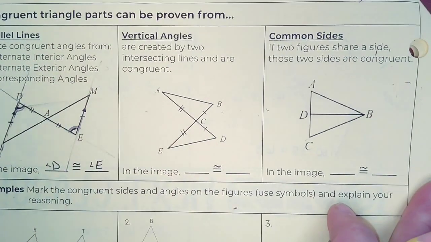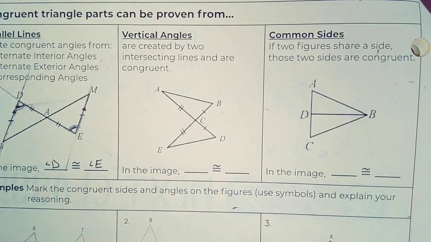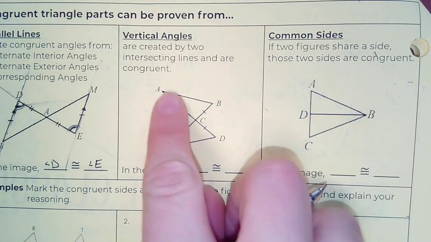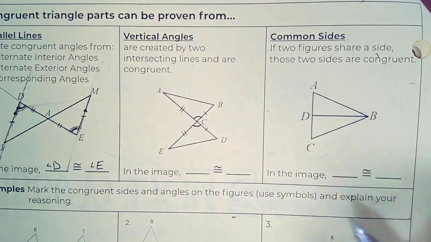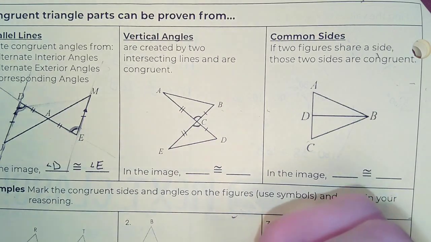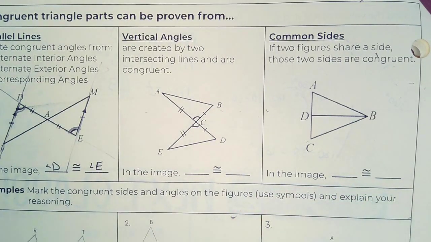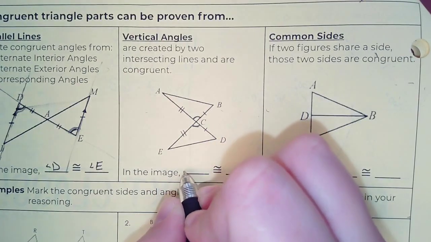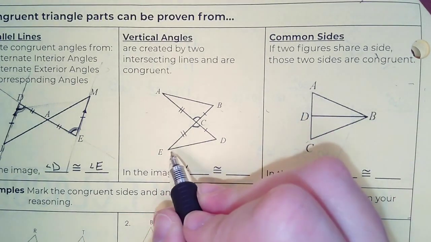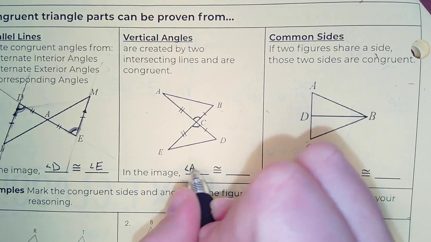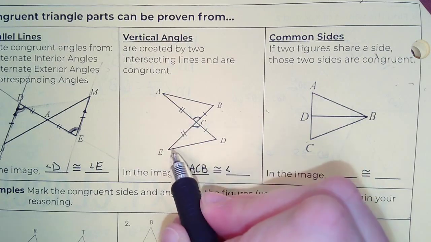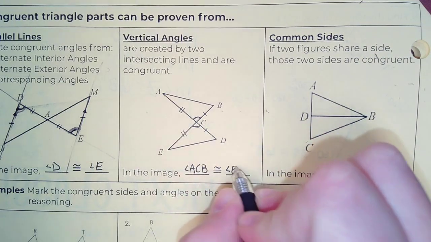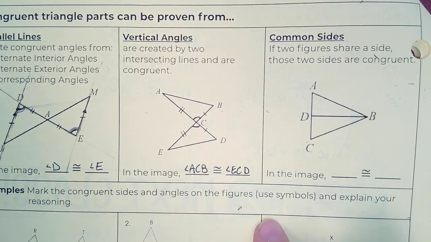The next one, vertical angles, are created by 2 intersecting lines and are congruent. So if I have 2 intersecting lines here, then I can say that these angles here are congruent. I can't really just call them both angle C because they're both angle C. But I can say that angle ACB is congruent to angle, I started at A and I went down the line that had 2 marks, so ECD. Order does matter here.